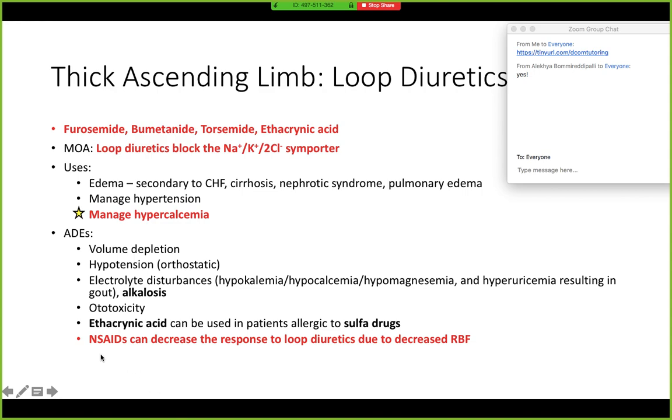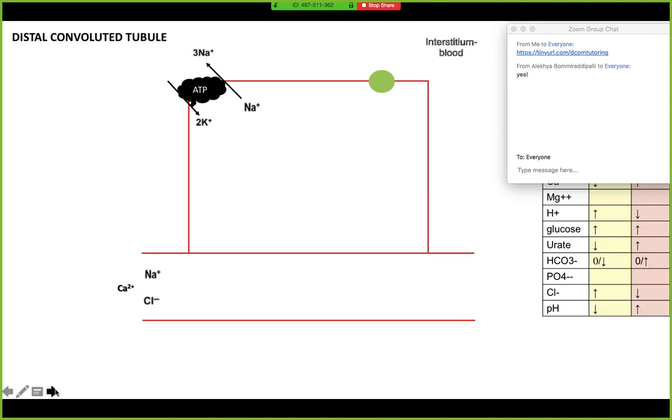And then also, an important adverse effect is the fact that NSAIDs can decrease the response to loop diuretics, and that's due to decreased renal blood flow. And if you remember the mechanism for that, NSAIDs are inhibiting prostaglandin synthesis, which would be acting on the afferent arteriole.